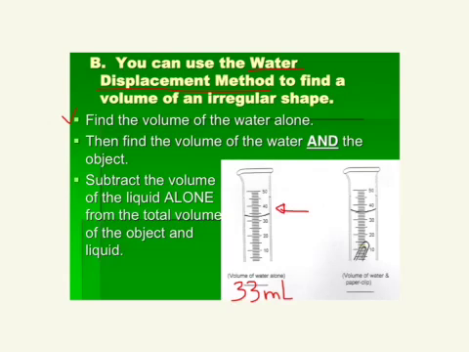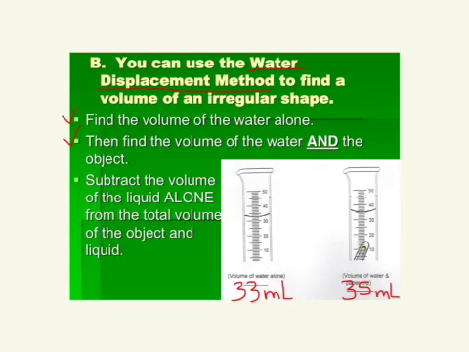All right. Then find the volume of the water and the object. So I very delicately turned my graduated cylinder sideways and slid my paperclip in. Now the water level, as you can see here, the water level has gone up. It is now looking like it's reading at 35 milliliters. Okay? So I have done this step. Now, I'm not done yet.